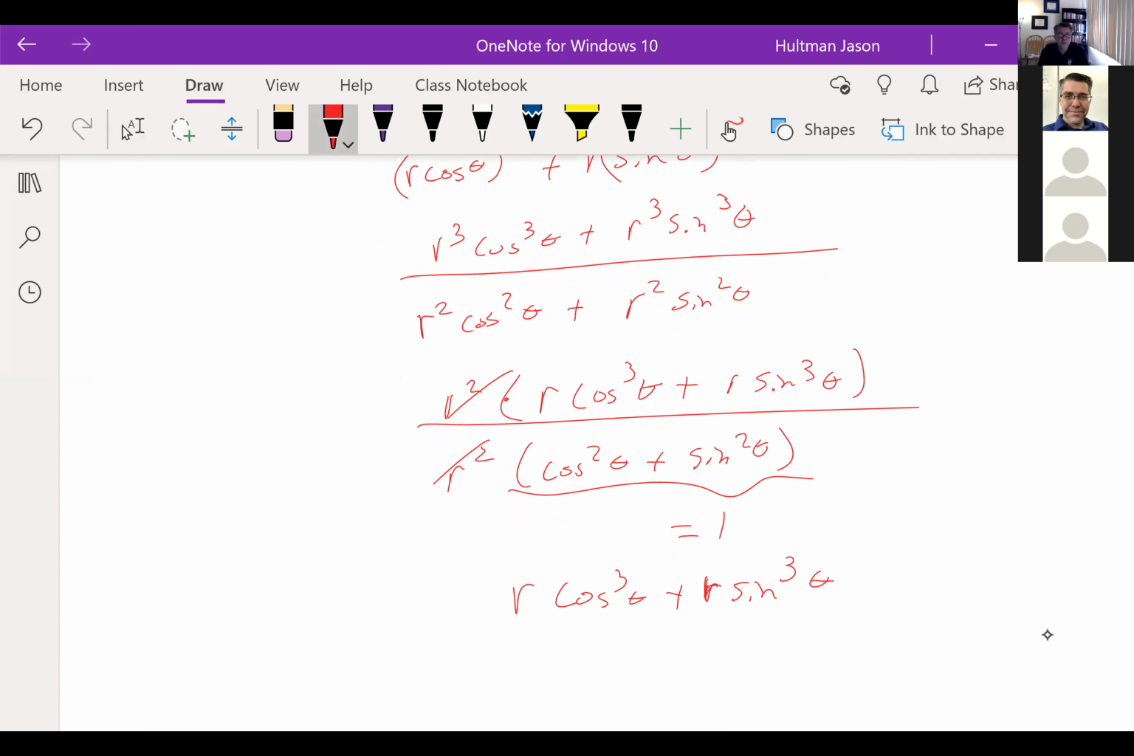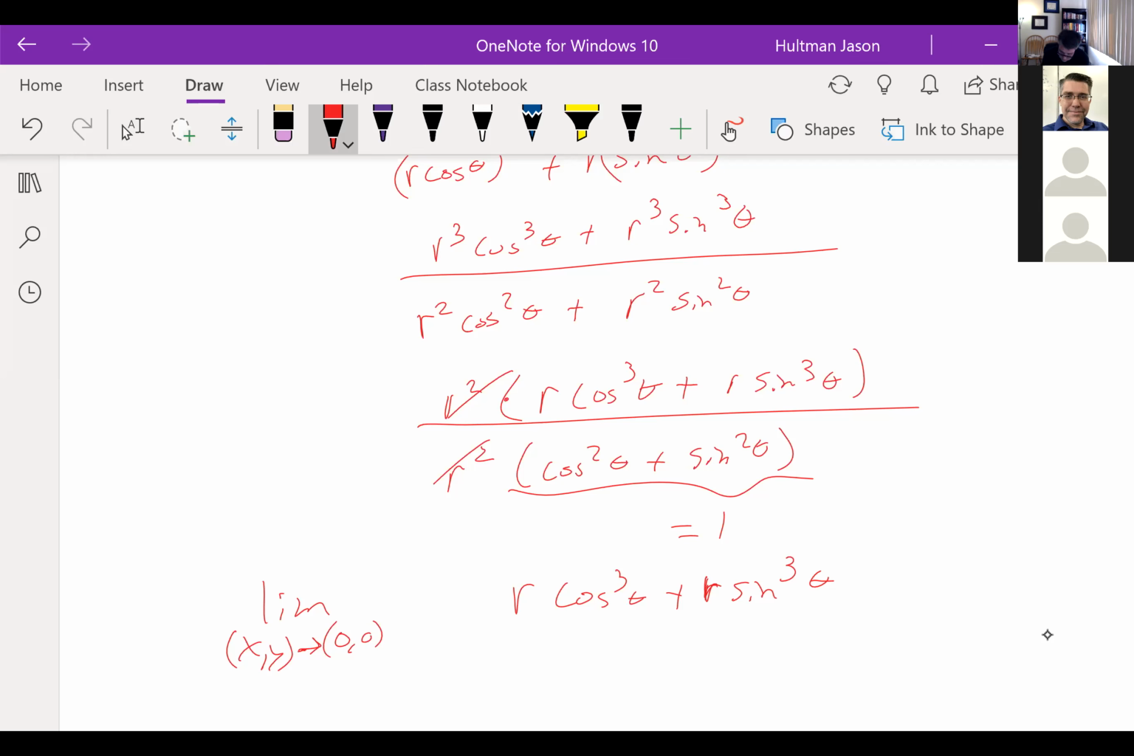And now we don't have the worry of dividing by 0. There's no division by 0 now. So let's take the limit as (x, y) goes to (0, 0). However, what is (r, theta) at (0, 0)?